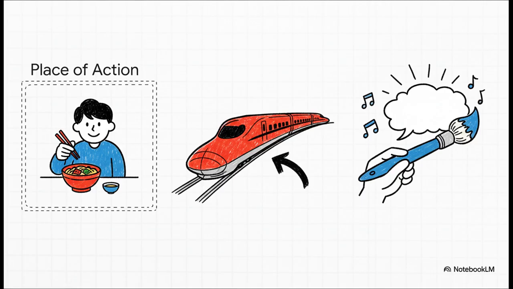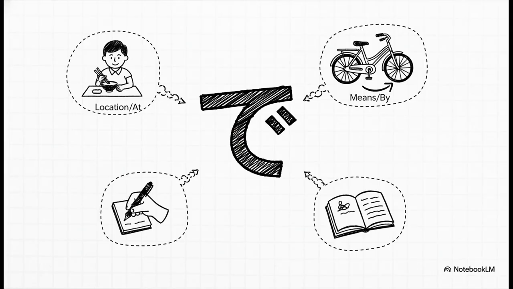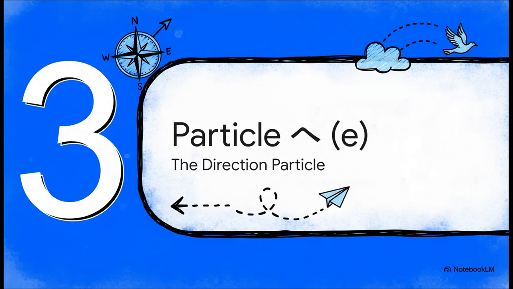See? It's all context. So here's a great little tip. Just think of de as meaning at, by, or with. It's always about the context that surrounds the action. Okay, we've got one more to go. Our third and final particle for today is he. And a quick note, when it's used as a particle, you actually pronounce this one e. We're going to call this one the direction particle.